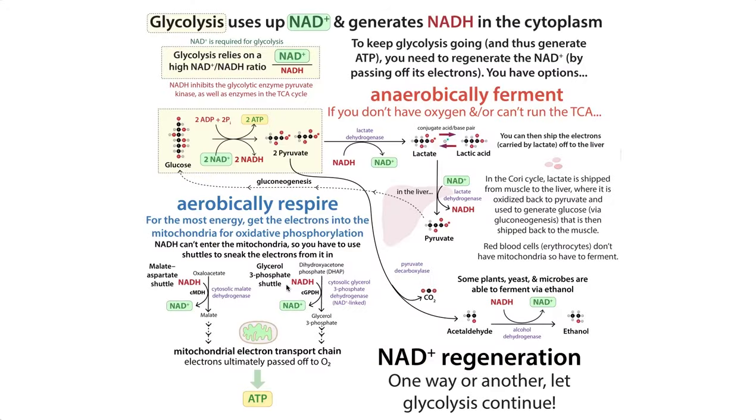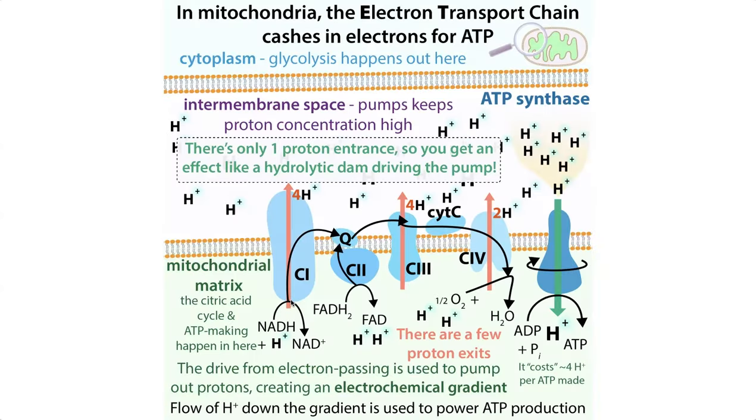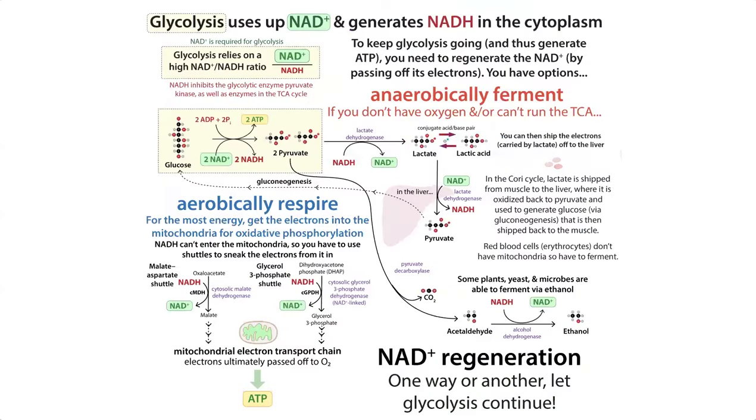If we have oxygen, our best bet is to go through the electron transport chain in the mitochondria, passing those electrons from NADH off to complex 1, which passes them on to Q, and that'll regenerate our NAD+. The passing of those electrons will also be used to generate ATP. And remember, we can get about 2.5 ATP per NADH. That's a great way in which we can regenerate NAD+.